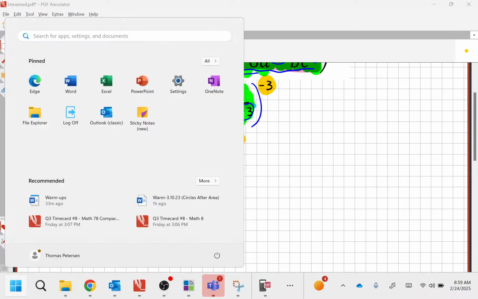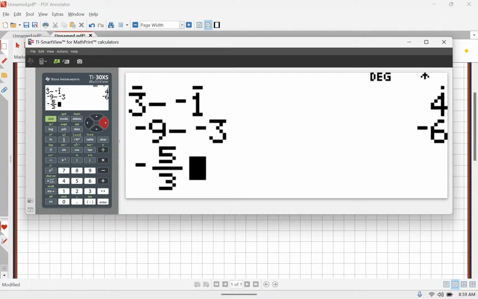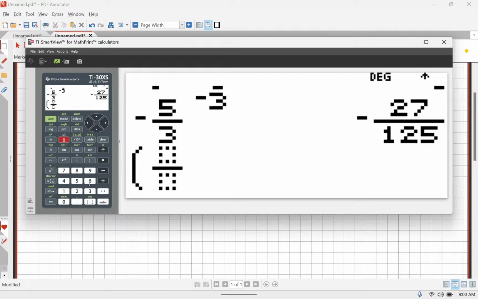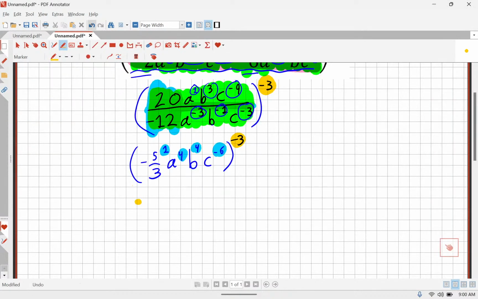And the nice thing is in your calculator, we discovered you could do negative 5/3 and then just be like to the power of negative 3. And it says negative 27 125ths. And you're like, looks good to me. Oh, I was supposed to put that in parentheses. Let me make sure that still works. Negative 5/3 to the power of negative 3. Negative 27 125ths. Gross, but there it is.